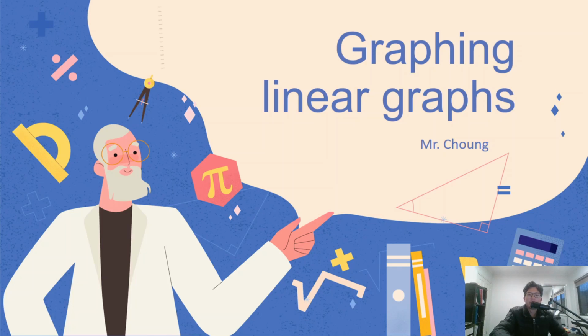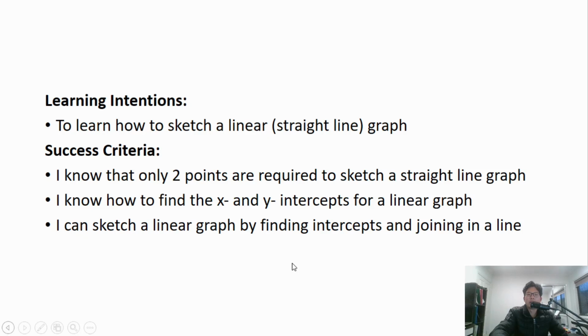This video is about graphing linear graphs and how to sketch these. By the end of this lesson, we should all know that only 2 points are required to sketch a straight line graph, know how to find the x and y intercepts for a linear graph, and finally be able to sketch a linear graph by finding intercepts and joining in a line. So let's pause the video here and take a couple of minutes to write these down.